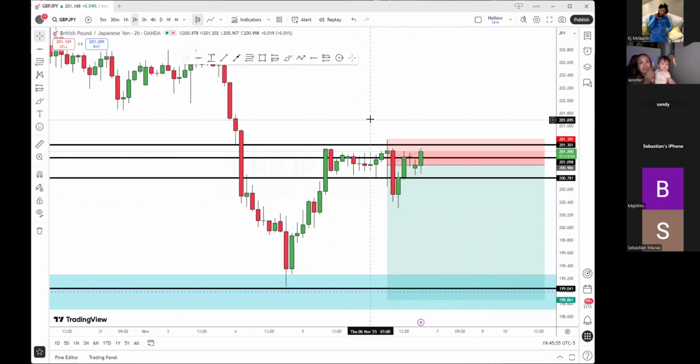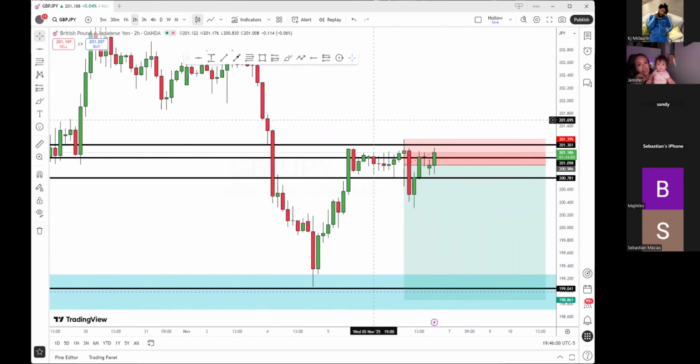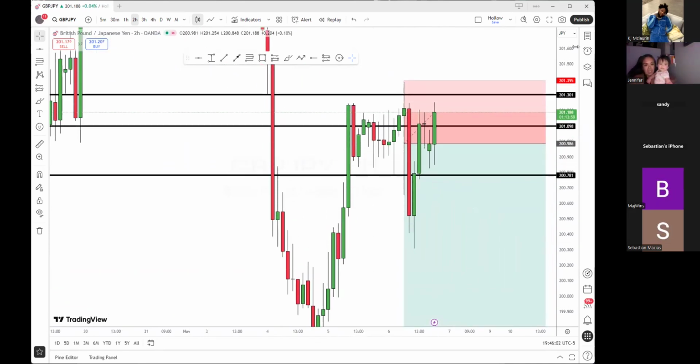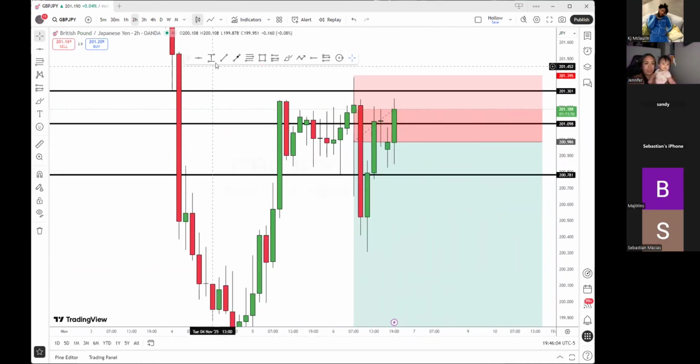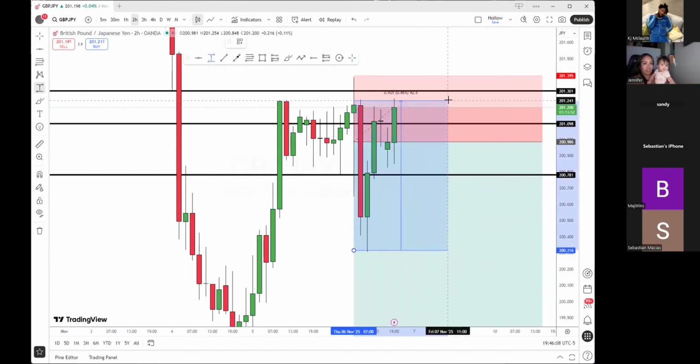How many pips is that from the bottom to the top? I have no clue. That's a good question. That would have been a good move. You can use the ruler on the tool on the left side. There's a ruler there that you can drag. That's like 92 pips, right? Or 60.